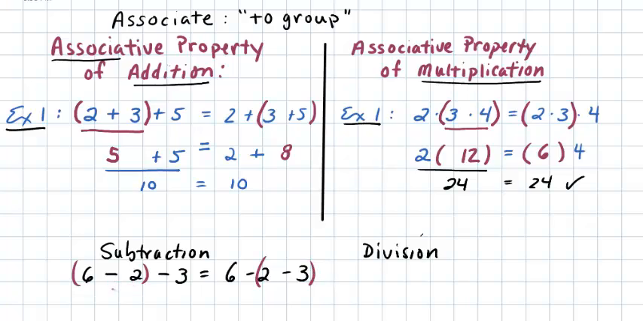Well, let's see, 6 minus 2 is 4, and 4 minus 3 is 1. On the right hand side, I've got 6 minus, if I do the 2 minus 3 first, that's a negative 1. And 6 minus a negative 1 is actually 7. So there is no associative property for subtraction. And you can try the same for division. You'll find that it doesn't work for division.